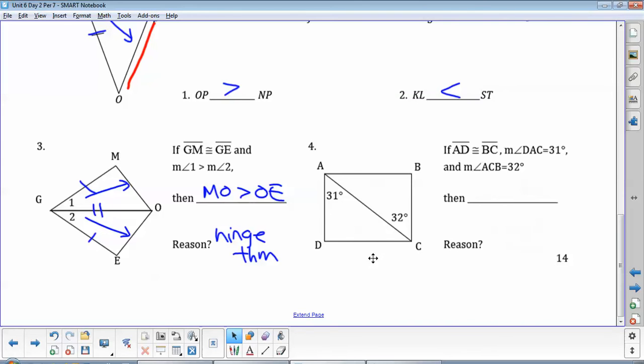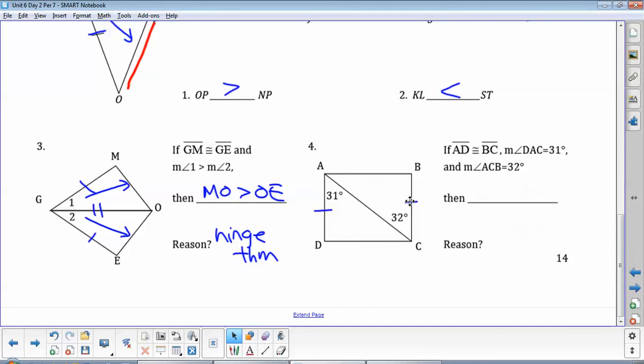One more of these. If line segment AD is congruent to line segment BC, so here is line segment AD, and I'm saying this is congruent to line segment BC, which is this one over here. And it says the measure of angle DAC, so that's this angle, is 31 degrees. And the measure of angle ACB, that's this angle here, is 32 degrees. Then I need to come up with a conclusion.